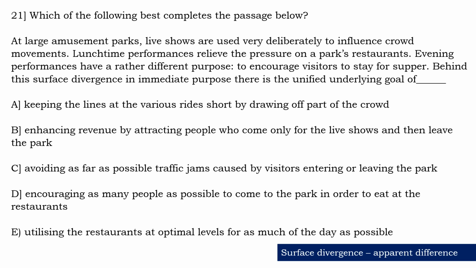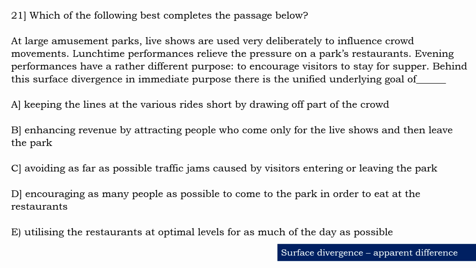Option E, utilizing the restaurants at optimal levels for as much of the day as possible. So this is a good answer. Optimal level means maximum utilization of the restaurant. So in the afternoon, when there is too much crowd, the maximum utilization can be achieved by staggering the crowd. Some of the crowd can be diverted for the live shows, and after the live shows are over, they will come and have lunch. In the meantime, other people will be having lunch. So the maximum utilization of the restaurants will be achieved during lunchtime.